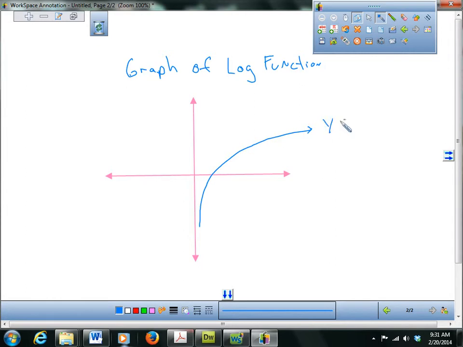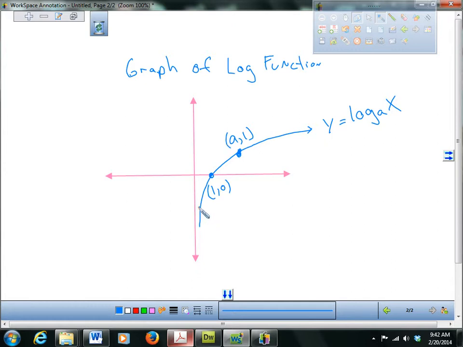If this is y equals log base a of x, this point here is going to go through (1, 0). This point here will be (a, 1). Because the exponential, you could think about it in reverse. The exponential function would have the point (1, a). And also this point is (1/a, -1). So those are some common points for the basic log function.